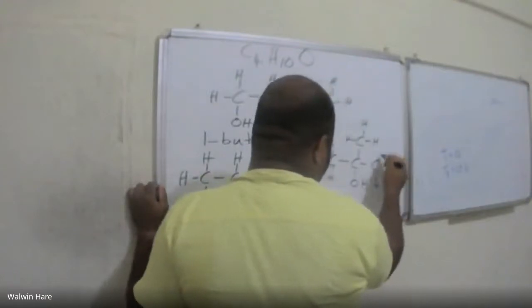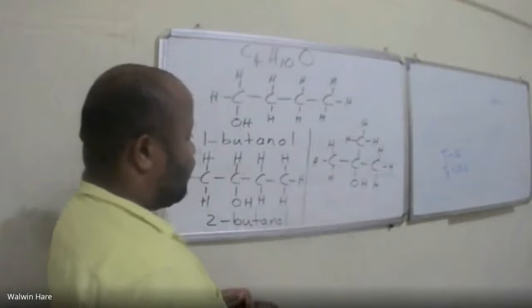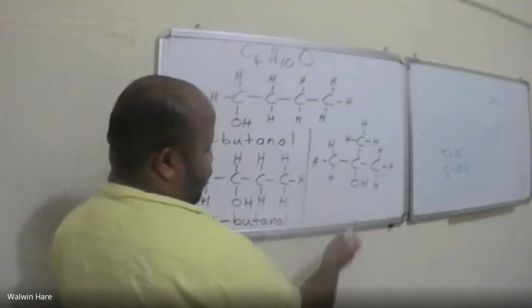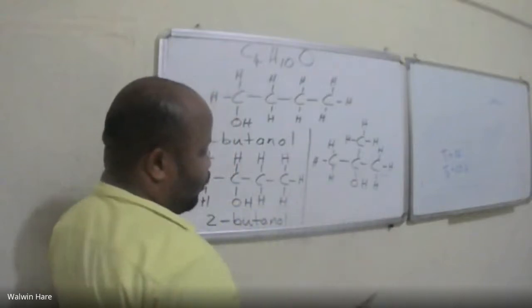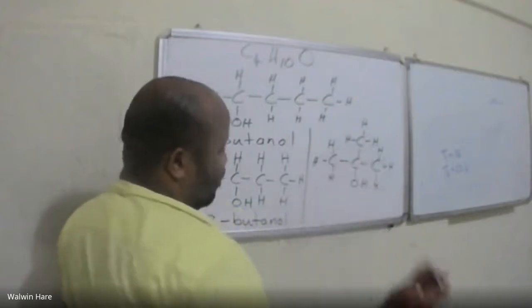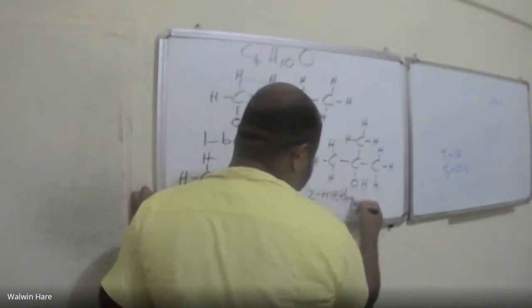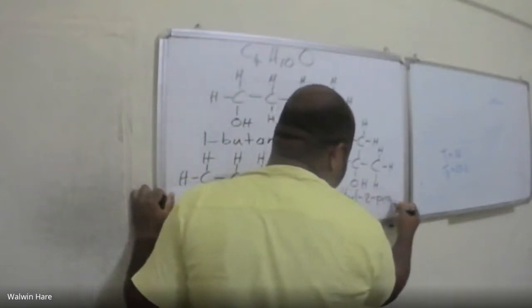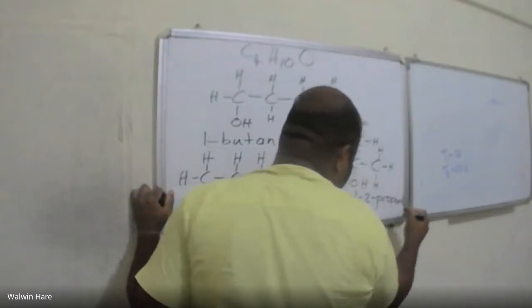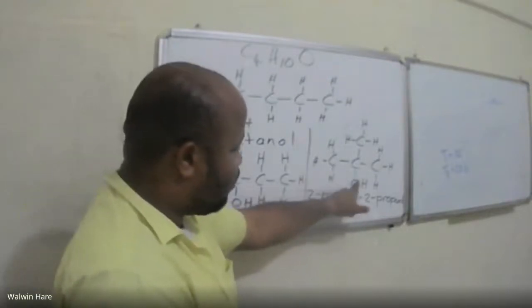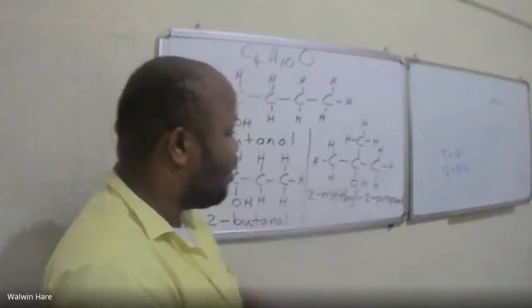So what's the name of this compound? 2-methyl-propanol. Correct. So it's 3 carbons, that's propanol. The OH group is on carbon 2, so it's 2-propanol. And the methyl group is also on carbon 2. Hence, it is 2-methyl-2-propanol.